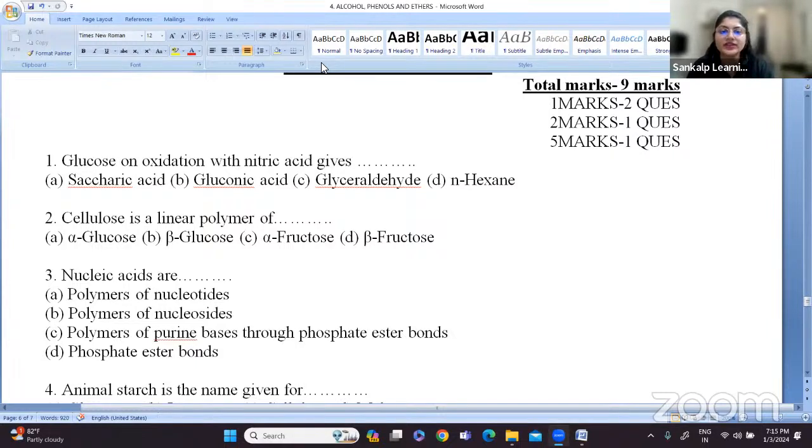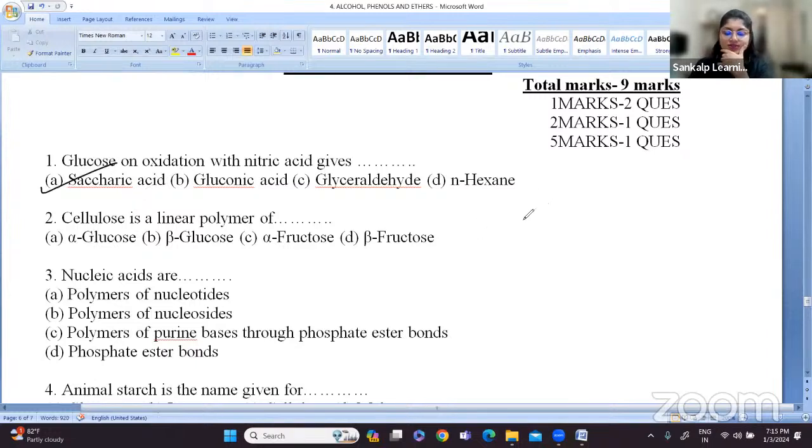Okay. Vedvati has answered it as A, saccharic acid. Fine. What about others? What will glucose give on oxidation with nitric acid? Swati has also answered it as A. Yes, A is the right answer. Others also please answer. So A, saccharic acid.